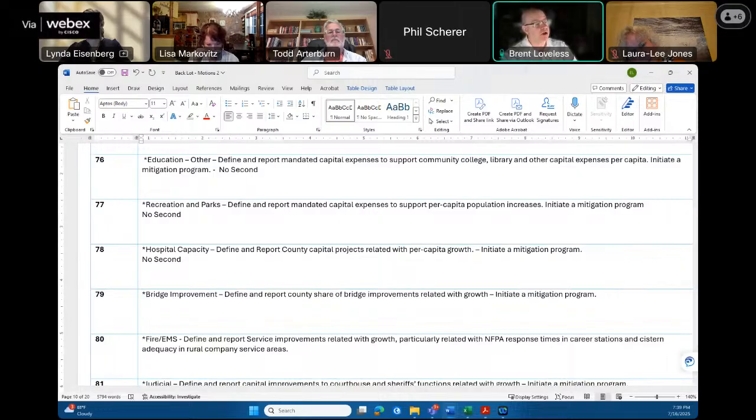Bridge improvement. Motion is to define and report county share of bridge improvements related with growth. Initiate a mitigation program. This was an item of great debate in the last APFO committee, where to consider grade separated overpasses as part of their mitigation. At the moment, we're providing that at no cost to future development. Any second on 79? Next item, 80.